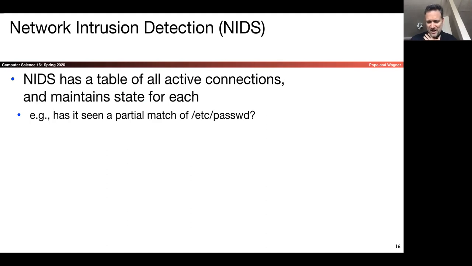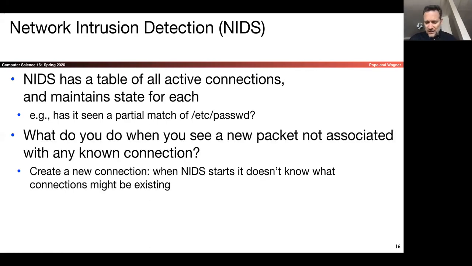So in general, the NIDS has a table of all active TCP connections and some state for each, like the data it's seen so far, or whether it's seen a partial match for /etc/passwd. Does this remind you of something we've seen before? This is very similar to how a stateful packet filter would work, which would also be doing reassembly. But now we're using it for detection. The stateful packet filter might block a connection if it sees something bad going on. Here, we're just focusing on detecting that there's an attack, and we haven't really specified what we're going to do if we detect an attack. I don't know. Maybe we'll page the system administrator, say, oh boy, there's a problem, or maybe we'll block the connection, or maybe we'll do something else.